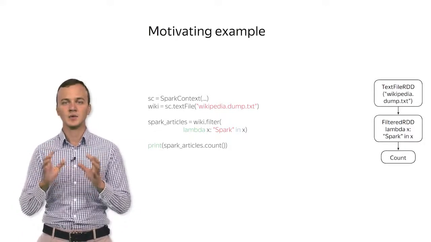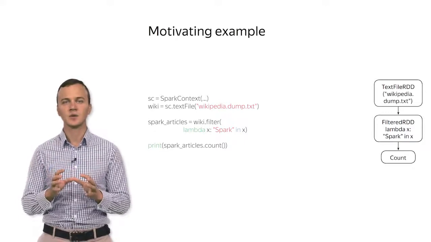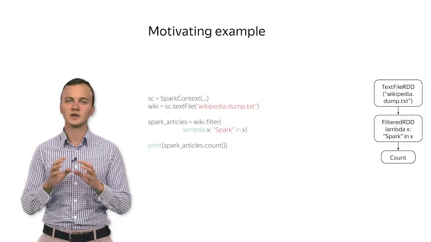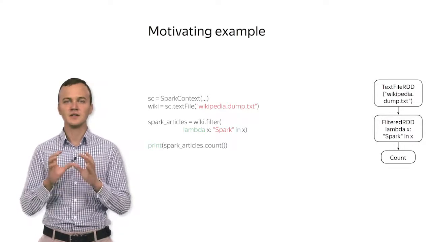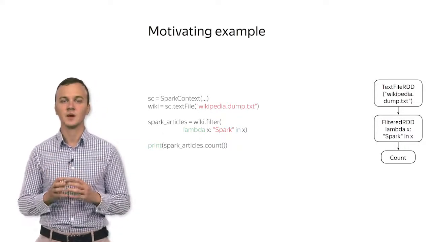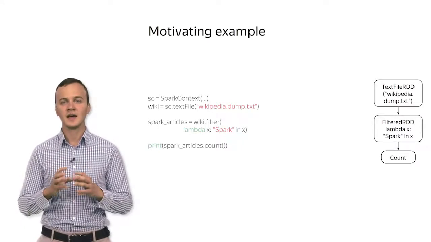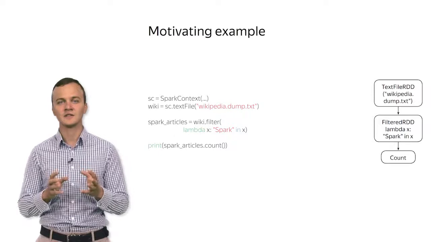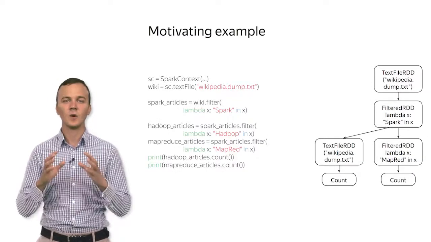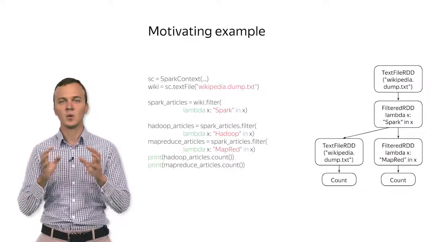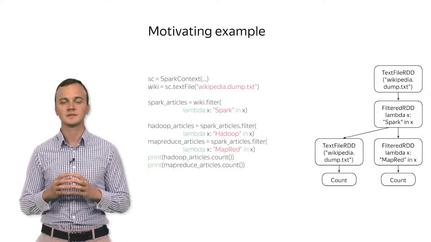Now, among those articles with the Spark word, you would like to see how many of them contain the word Hadoop and how many the word MapReduce. Well, that is exactly the same task, you might say, and so the code will look like this in the slide. While being semantically correct, this code may perform worse than you expect.